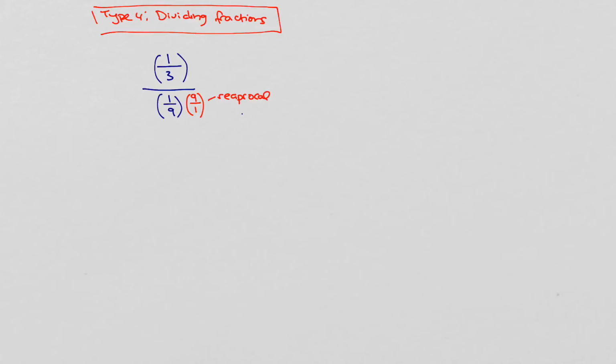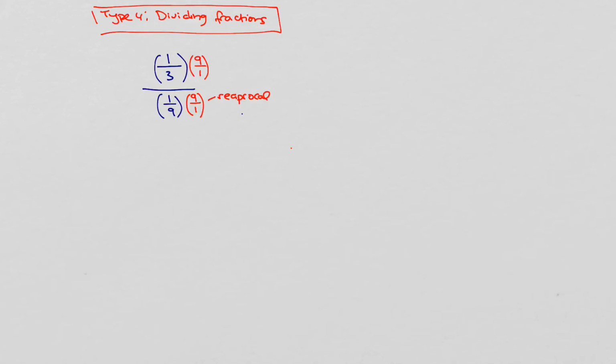But I can't just multiply the denominator by 9 over 1. I must multiply the numerator by 9 over 1 as well, because 9 over 1 over 9 over 1 is the same as multiplying by 1. So we always have to do the same to the top as we do to the bottom, so we do not change the value of the fraction.